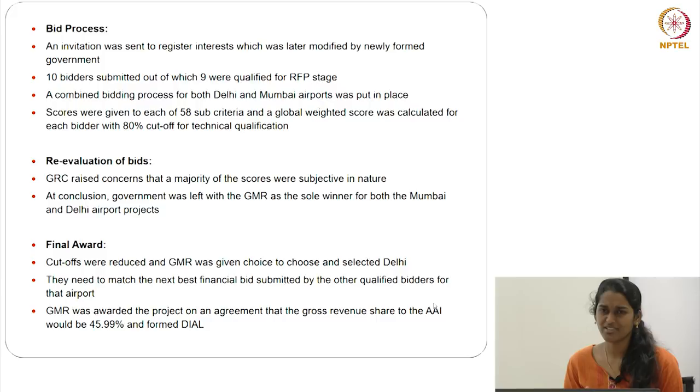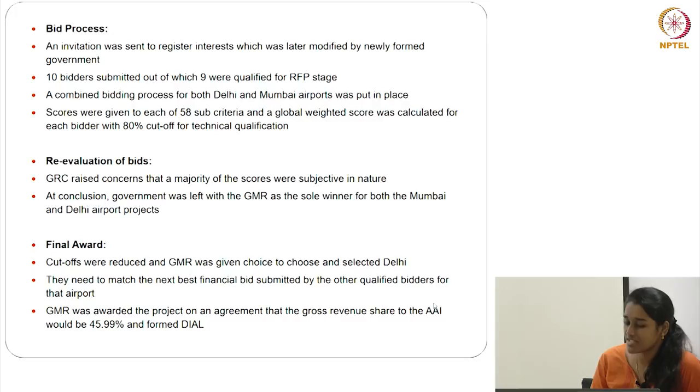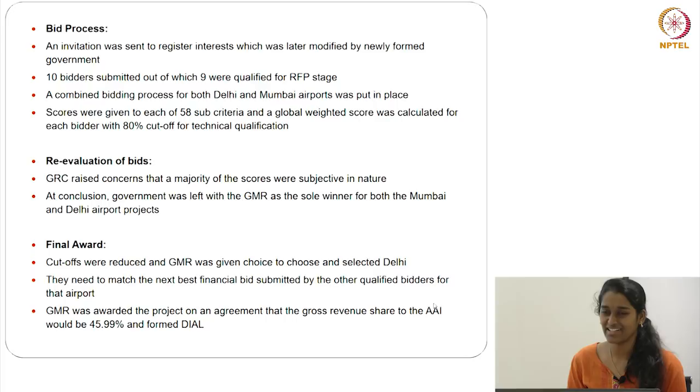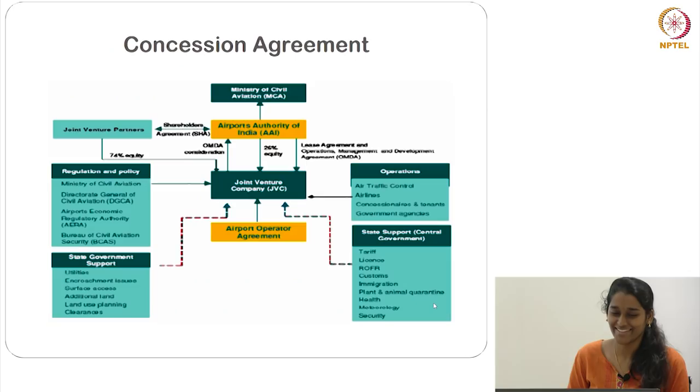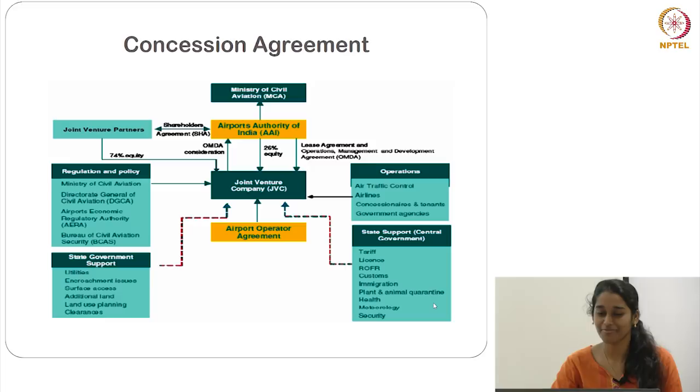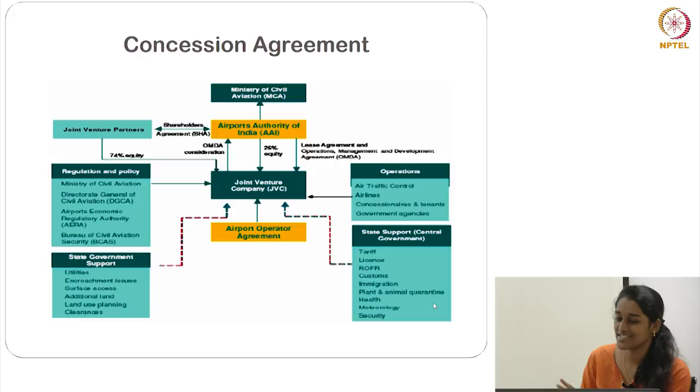So GMR was supposed to agree on a revenue share of up to 45.99%, and then they formed DIL. I don't remember the exact one. And then comes the concession agreement. This is just an overview, and I'll go in depth.